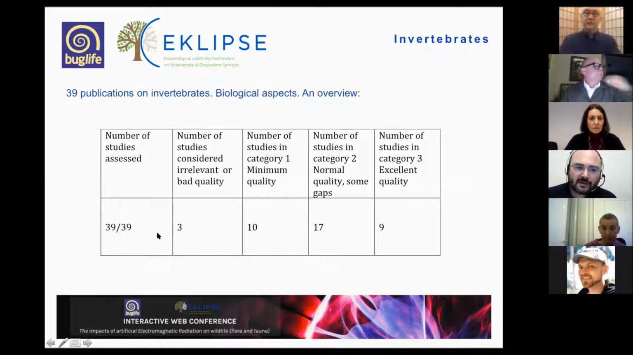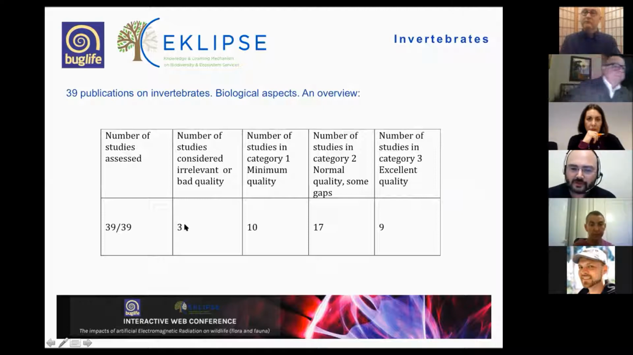So Adam's and my work was then to look at the studies from a biological, ecological point of view. So we looked at all 39 publications. We deemed 3 completely irrelevant because they were basically anecdotal. There was no statistical analysis, or you could not replicate those studies because the description of the study was so bad that it was hard to understand how they actually did it.